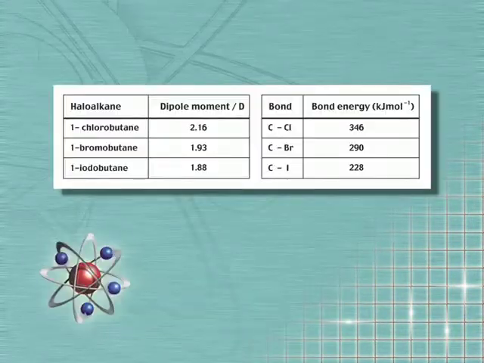There are 2 factors that might influence the rate at which a haloalkane undergoes nucleophilic substitution: the strength of the dipole and the strength of the covalent bond. Here are tables which indicate those values for haloalkanes of butane. If the strength of the dipole is the most important factor, then 1-chlorobutane, having the strongest dipole, would be the most reactive. If bond strength is the deciding factor, 1-iodobutane, having the weakest bond energy, would be the most reactive. Actually, 1-iodobutane is the most reactive, 1-bromobutane the next, and 1-chlorobutane the least. So, the relative strengths of the carbon-halogen bond is the most important factor.